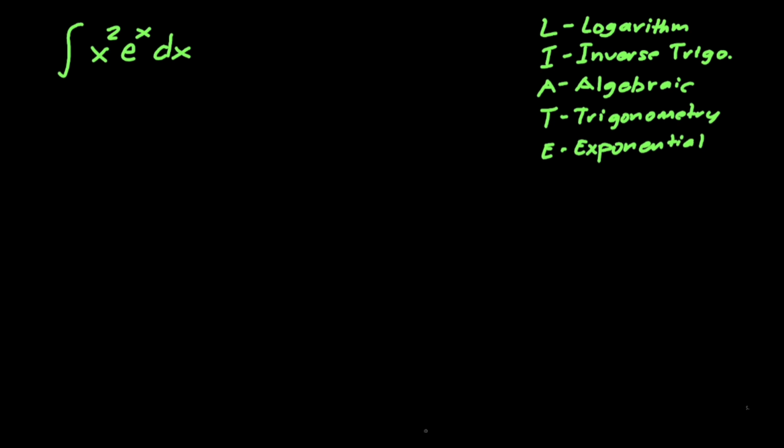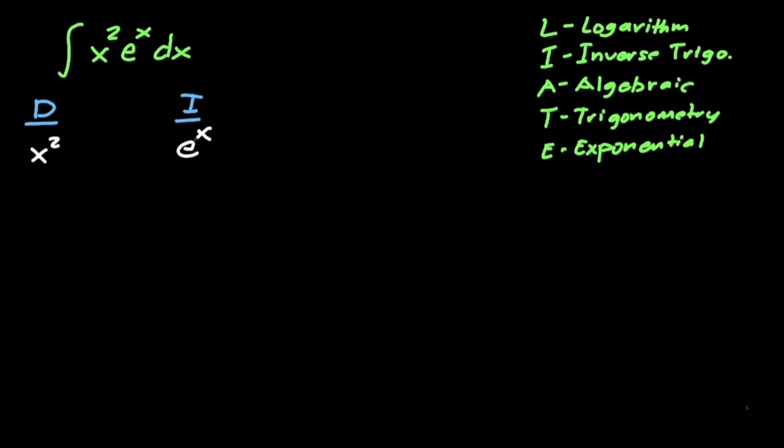Let's try this example. The integral of x squared multiplied by e raised to the power of x dx. So make your DI table. What should you put under the derivatives? There is no logarithm, there is no inverse trigonometric, but there is algebraic, which is x squared. So under integration, put e raised to the power of x.